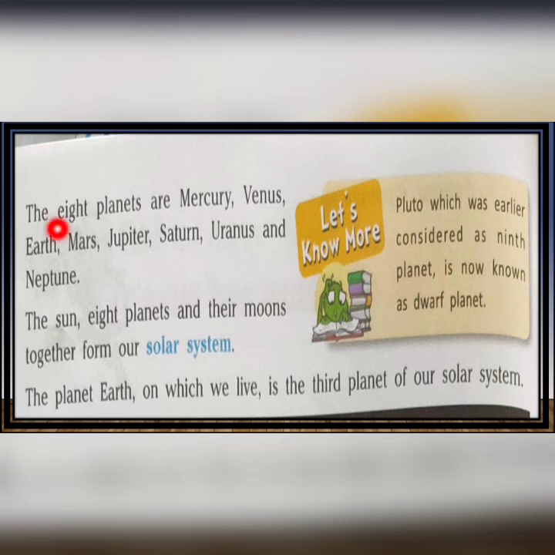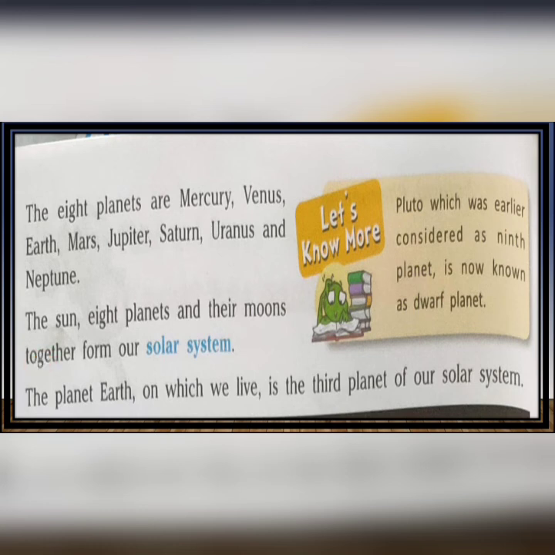The 8 planets are Mercury, Venus, Earth, Mars, Jupiter, Saturn, Uranus and Neptune. So the sun, these 8 planets and their moons together form our solar system. Our Earth is the 3rd planet of the solar system, on which we live.